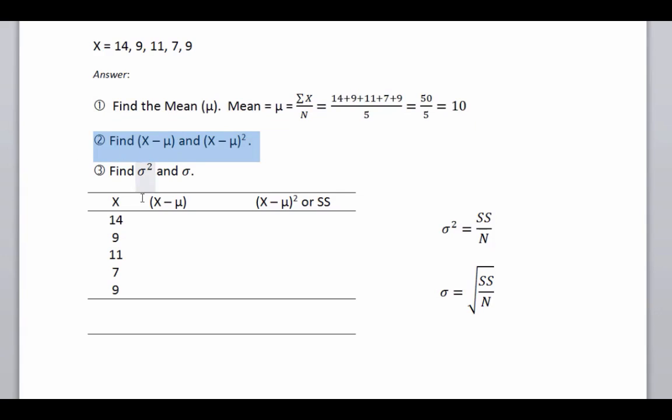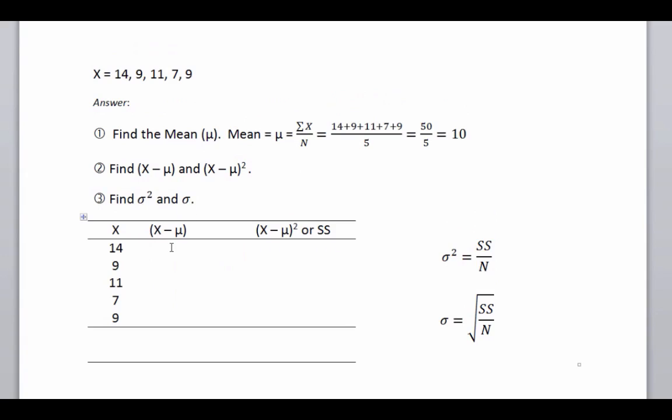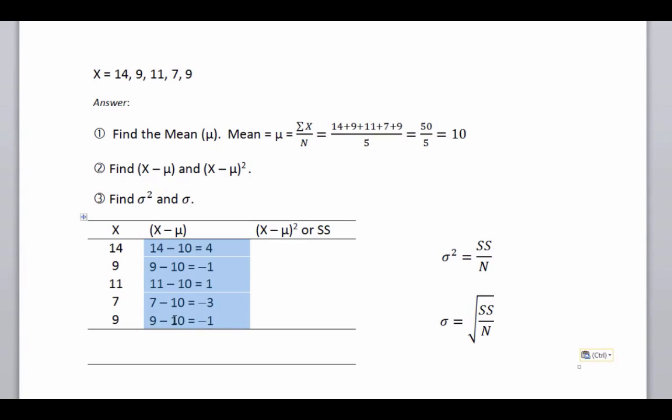Now, for step 2, we're going to take each x score and subtract from it the mean, or the 10 that we just calculated. And we'll do that for each of these values here. Okay, and to save a bit of time, I went ahead and did that right here, so let's paste those in. Let's review these. We have 14 minus the mean of 10, or 4. 9 minus the mean of 10, or negative 1. 11 minus 10, positive 1. 7 minus 10, which is negative 3. And then 9 minus 10, which is negative 1.